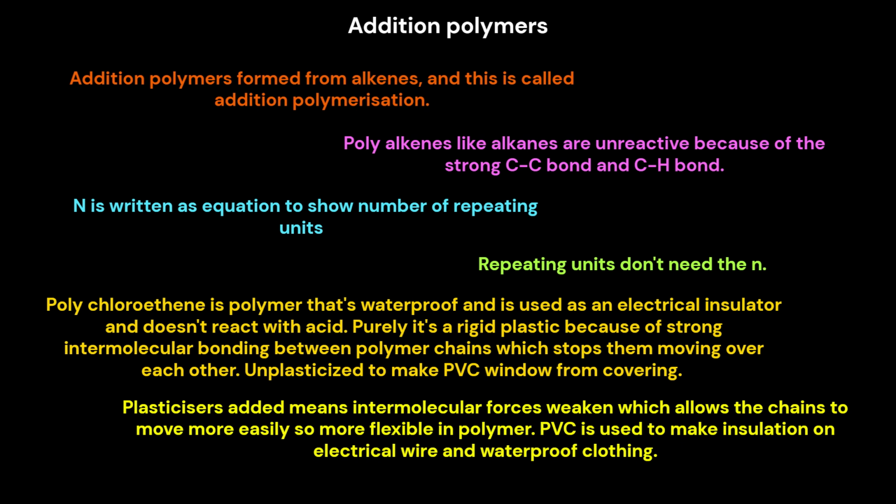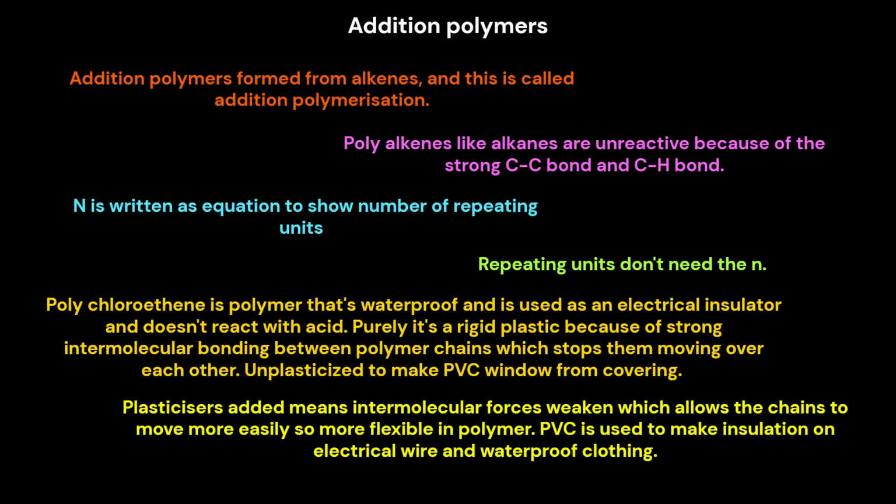Addition polymers. Addition polymers are formed from alkenes, and this is called addition polymerization. Polyalkenes, like alkanes, are unreactive because of the strong C-C bond and C-H bond, and are written as an equation to show the number of repeating units. Repeating units don't need the n.